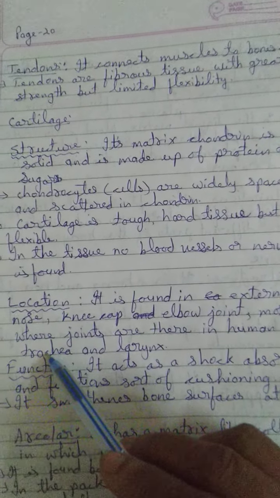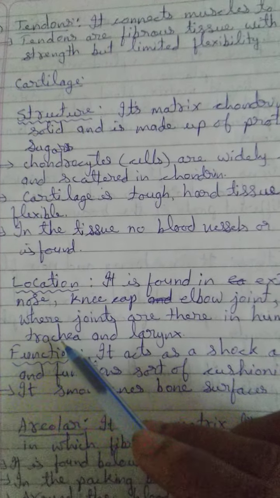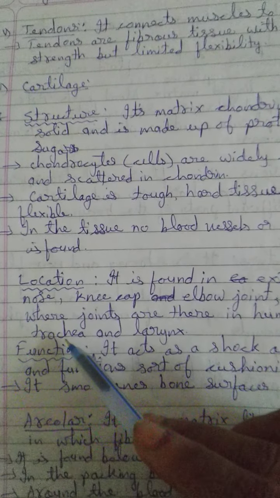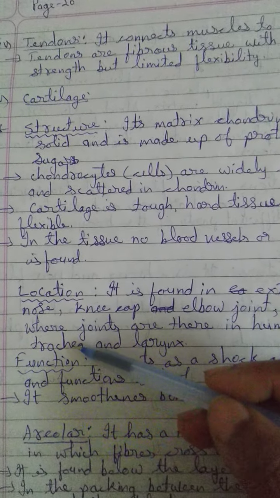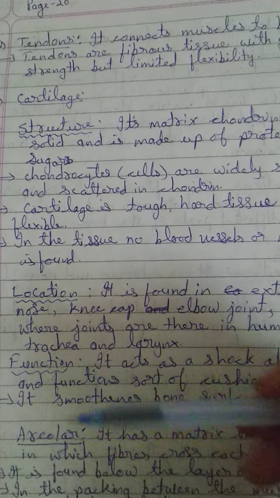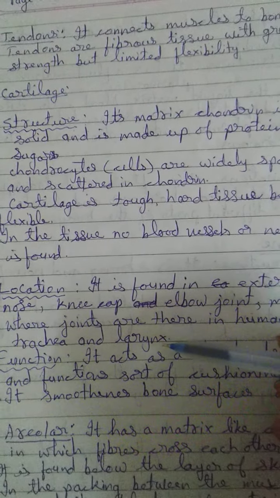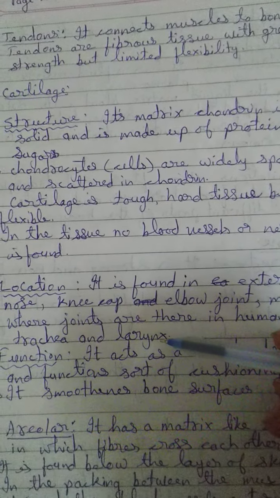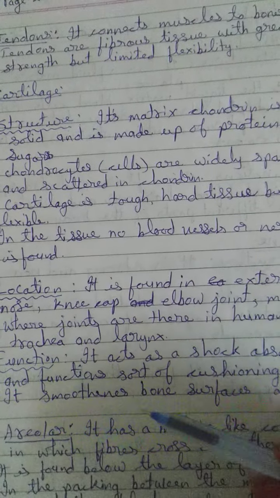It is also found in the trachea and larynx. In the trachea, we know that C-shaped rings are there, because of which the windpipe does not collapse. Because of the presence of cartilage, the windpipe, which is a muscular tube, does not collapse even when air is not there. The larynx is the voice box. In the voice box, at regular distances, cartilages are there, and because of the movement of the cartilages, sound is produced in the voice box.